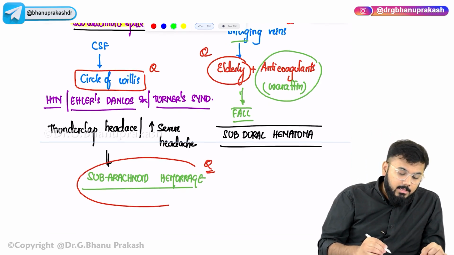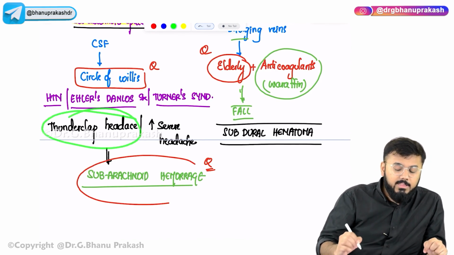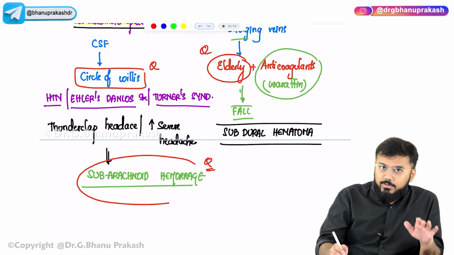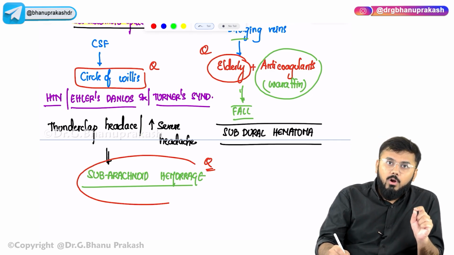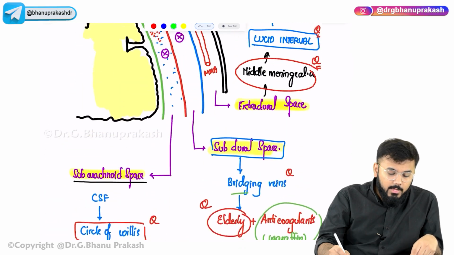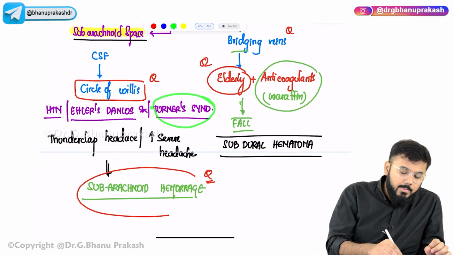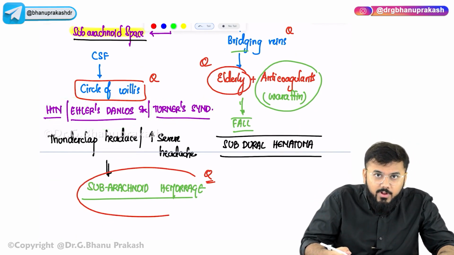The patient will complain to the doctor, I have a very severe headache, like the headache of a thunderclap, okay? Or he will also tell that this is the worst headache of his life, right? That kind of headache you see in case of what? You see in case of this particular subarachnoid hemorrhage. And what are the risk factors? Turner's syndrome, Ehlers-Danlos syndrome, as well as hypertension. These are the most important risk factors.